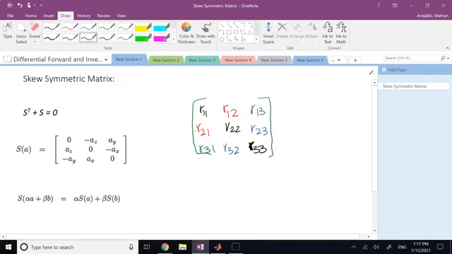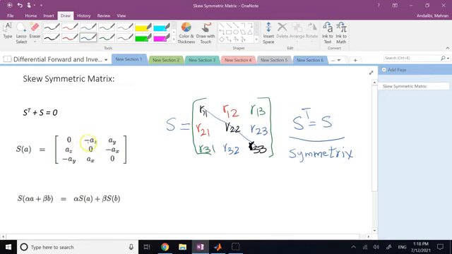Now, anti-symmetric or skew symmetric is the opposite. The elements that are mirror image of each other with respect to this main diagonal are negative of each other. If you call this a symmetric matrix S, symmetric means if you transpose it, so if you exchange the rows and the columns, then S transpose is equal to S. This is the definition of a symmetric matrix, that the matrix and the transpose of it are the same.